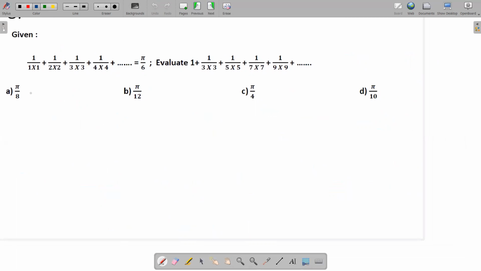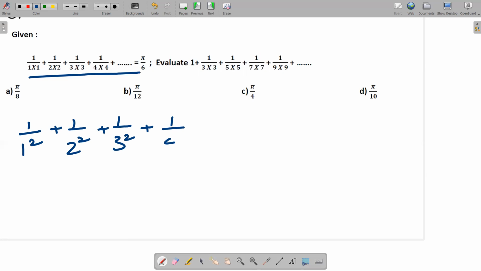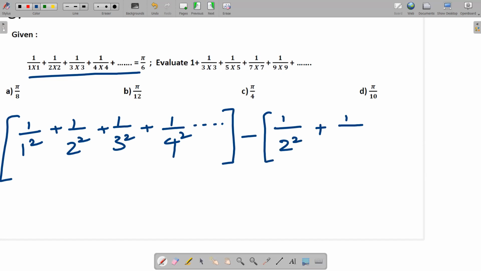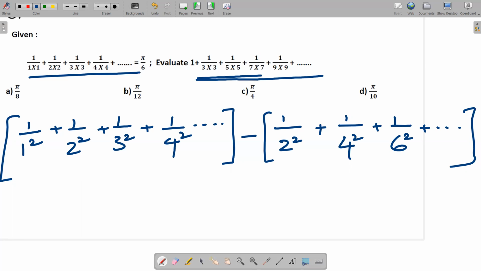We can see that on the left hand side that is presented here, this is nothing but 1 by 1 square plus 1 by 2 square plus 1 by 3 square plus 1 by 4 square, etc. And that value, you know, is equal to pi by 6. Now, if I exclude all the even number terms here, that is 1 by 2 square plus 1 by 4 square plus 1 by 6 square plus etc., I can see that I will be getting what is presented over here. Is it clear?